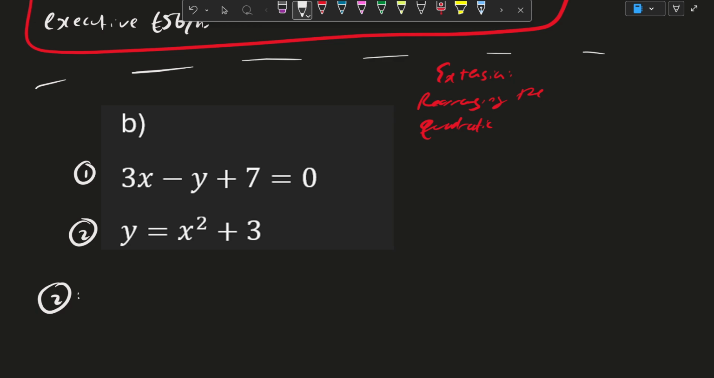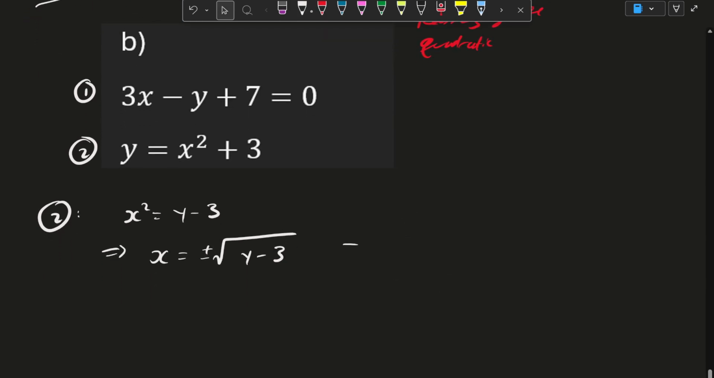So for equation 2, we'll note that x squared is equal to y minus 3. So note that x is plus or minus square root of y minus 3. So now we're going to substitute this into equation number 1. The only issue is that we now have two cases to consider. Let's look at case 1. Case 1 is the fact that x is going to be positive.